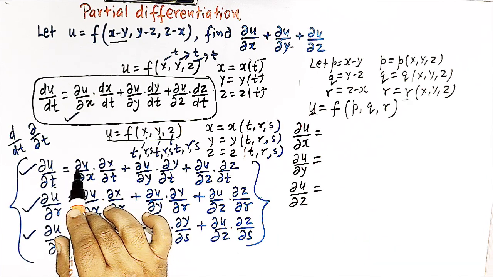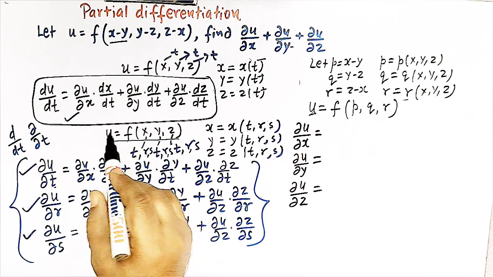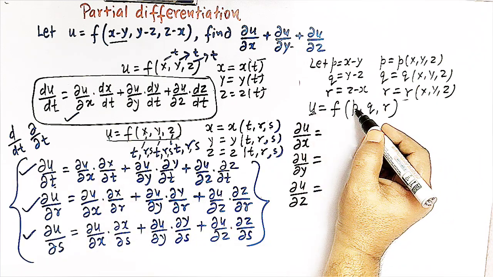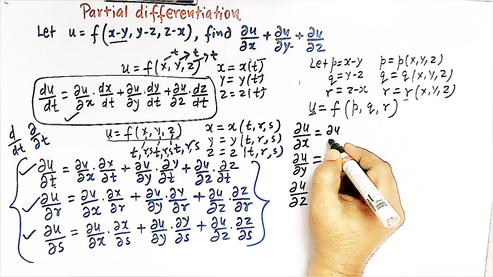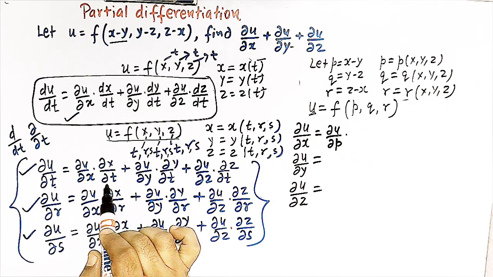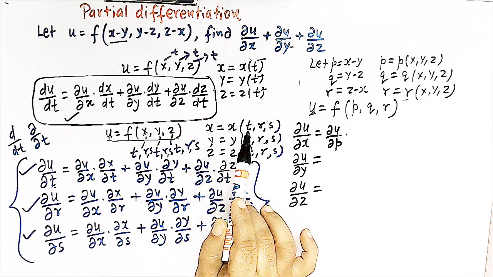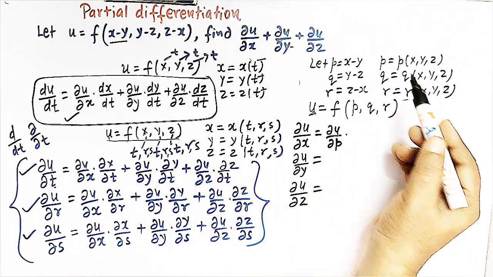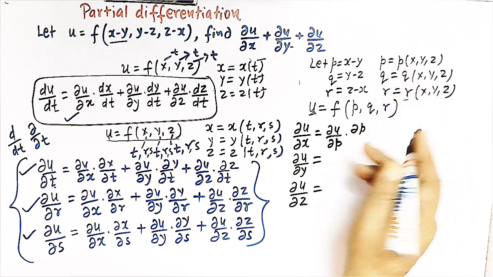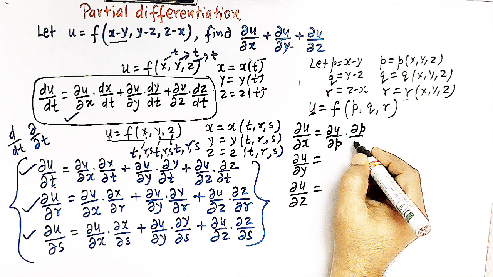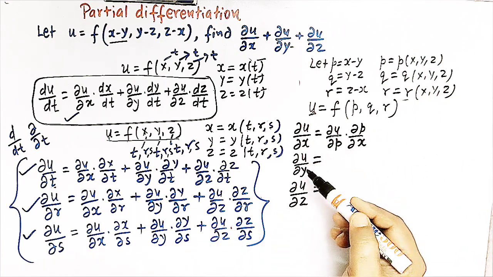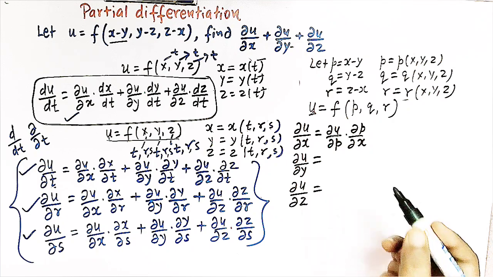So now we have ∂u/∂x, here we have u, and here we have p. So here we can write ∂u/∂p, and then we have ∂x/∂t, that is ∂x/∂t. So here we have ∂p/∂x, right? So comparing these two results, we can easily write expressions for ∂u/∂x, ∂u/∂y, and ∂u/∂z.